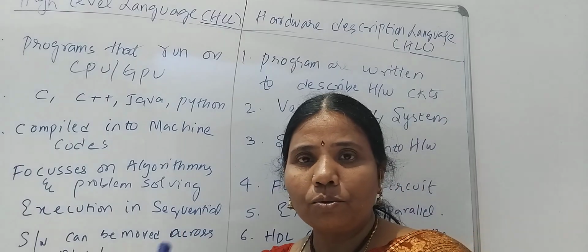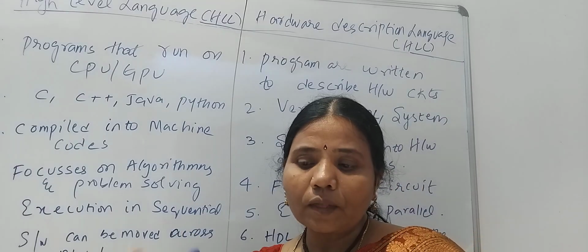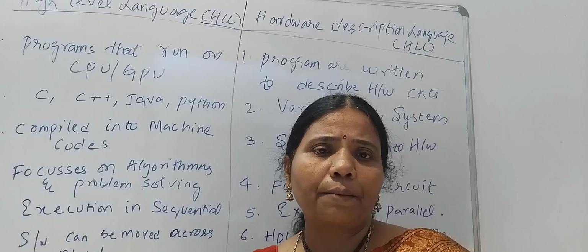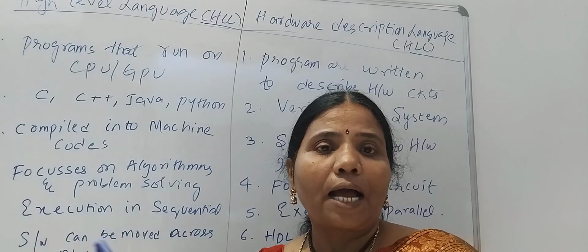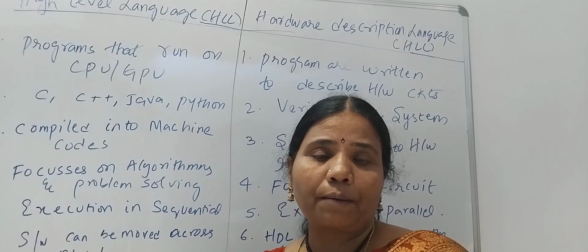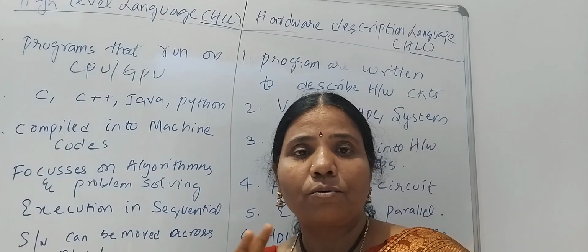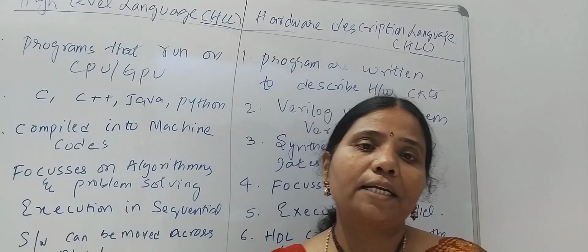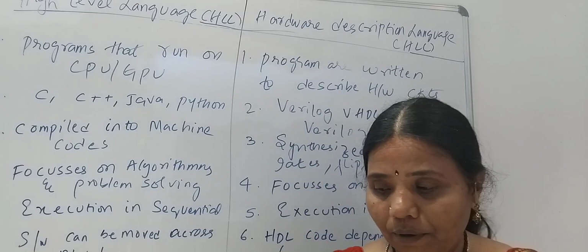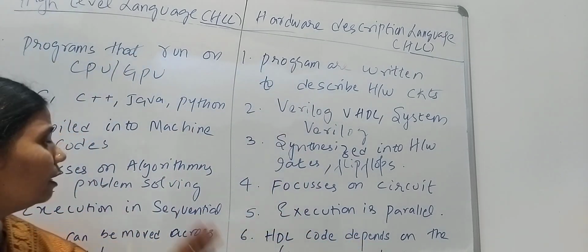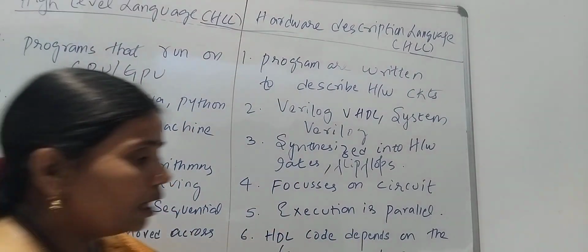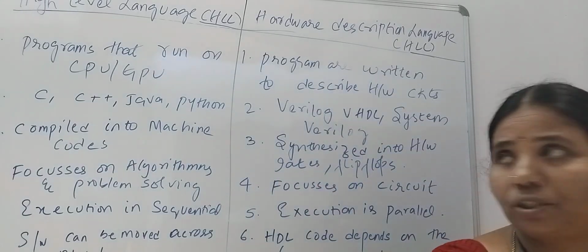So the programs written by a programmer are assembly level language programming, high level programming, and hardware description level language programming. But a machine, that is the CPU and memories, can understand only binary level programming. Today we will get into the difference between high level language programming and hardware description language.